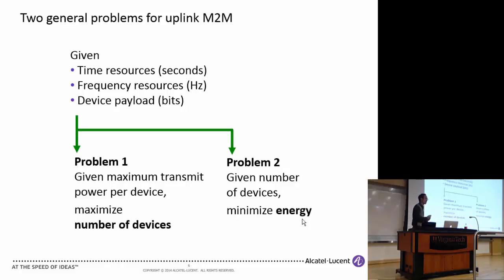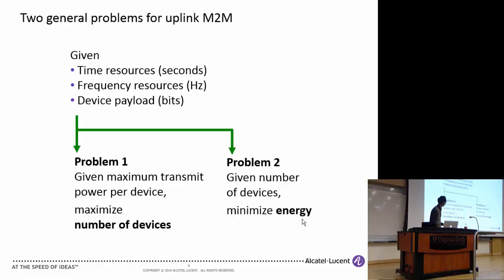Okay, so we can formulate a general framework for these problems by saying you're given some resources in time and in frequency. You have some desired payload. Let's say that's 500 or 1,000 bits. That's some measurement that you want to take. Maybe it's the coordinates of the device that you want to send back to the network. And so the first problem is a capacity problem. Given the maximum transmit power of a device, how many devices can we actually support to communicate the desired payload size? So that's a capacity problem.